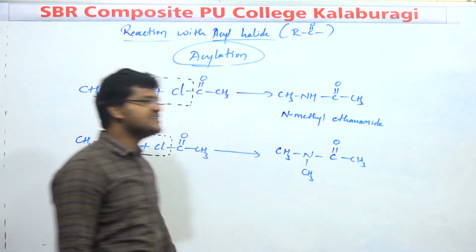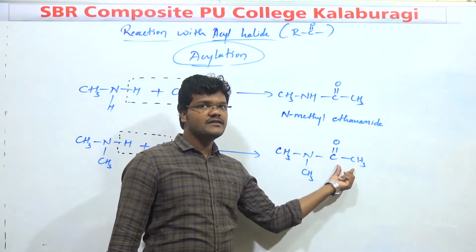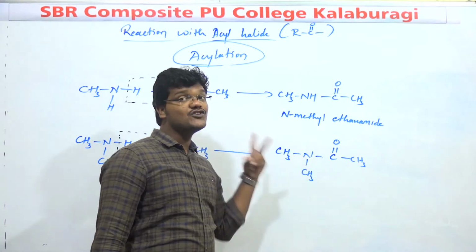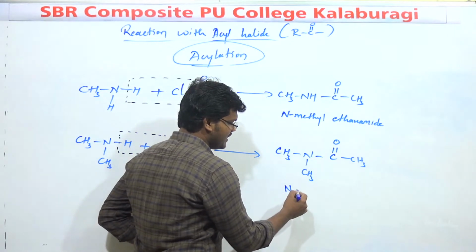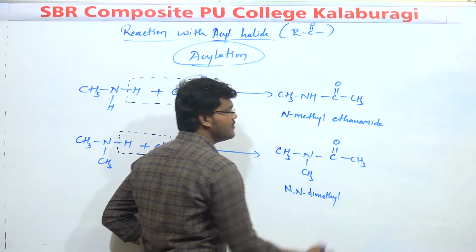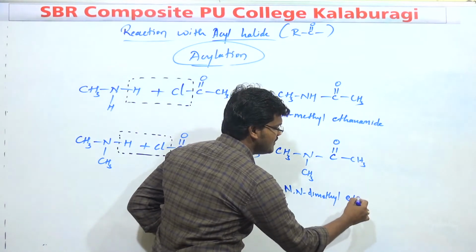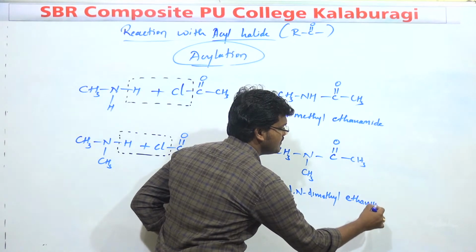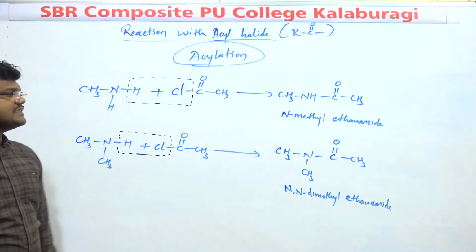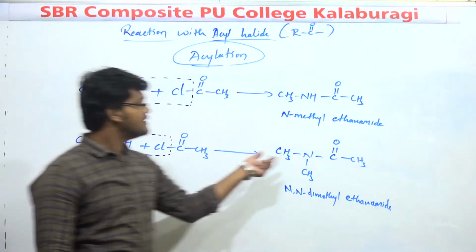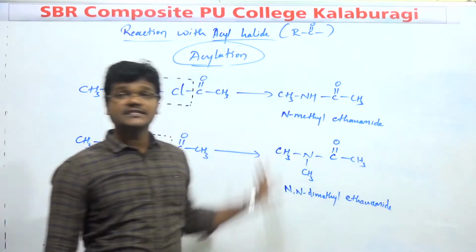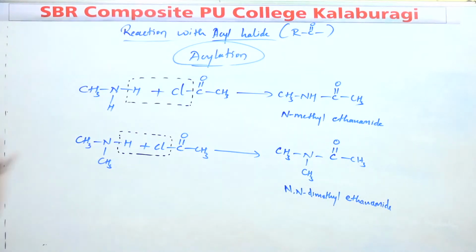So what will the IUPAC name be? Again, same, I am having ethanamide. So your name again should end with what? Ethanamide. And this time I am having two methyl groups, so that will be N,N-dimethyl ethanamide. So this is nothing but addition of an acyl group, or acylation.